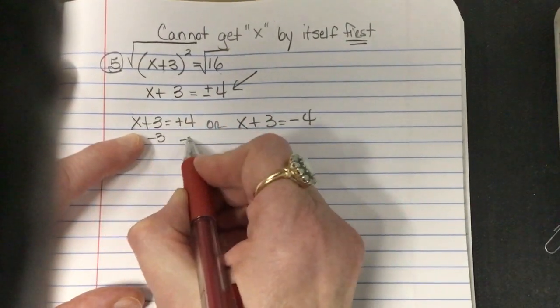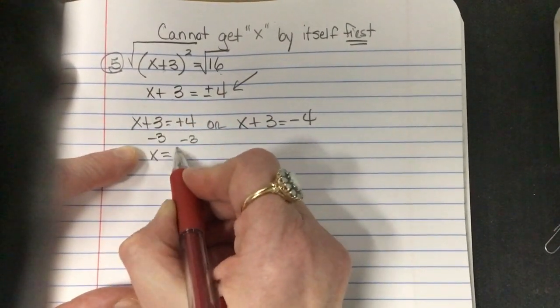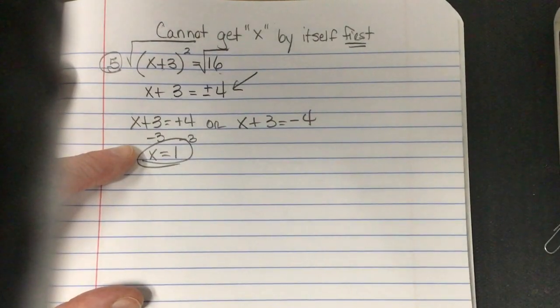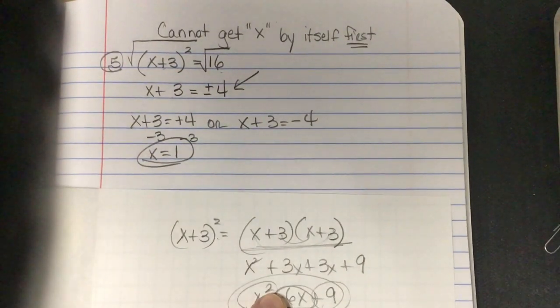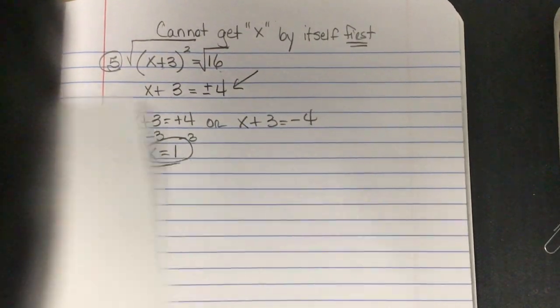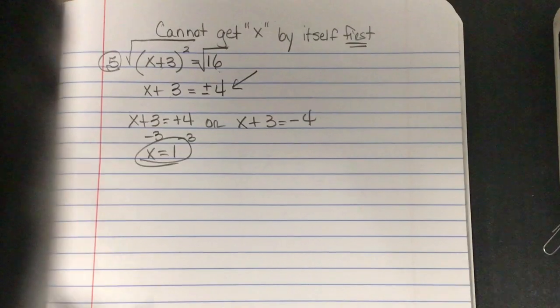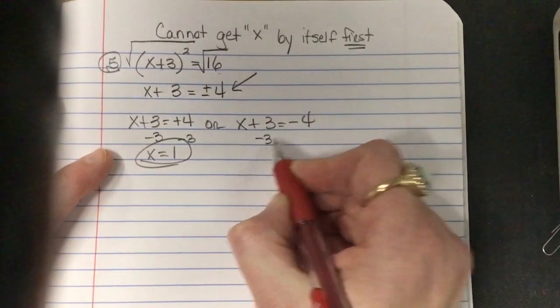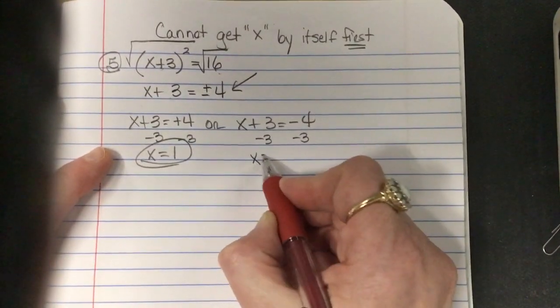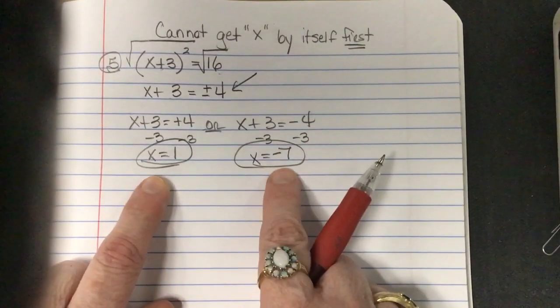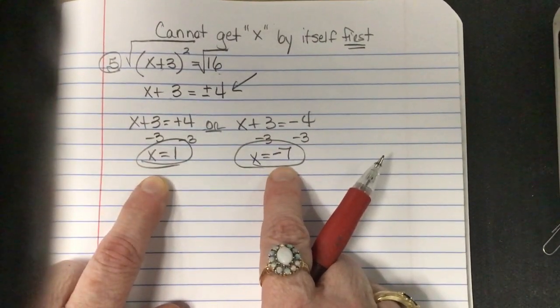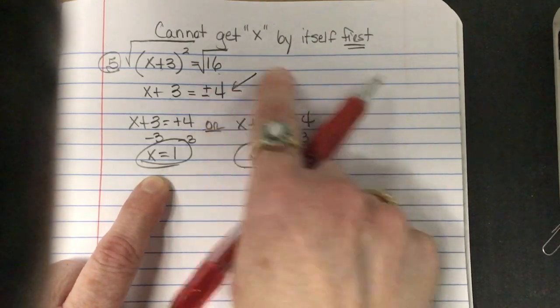Minus 3, x equals 1. There's one answer. Remember, it is quadratic because x plus 3 squared means x squared plus 6x plus 9. It is quadratic. It's got x squared in it. And then subtract 3, and you get x equals negative 7, and it is or. And there's your two answers. So you have to really watch it.